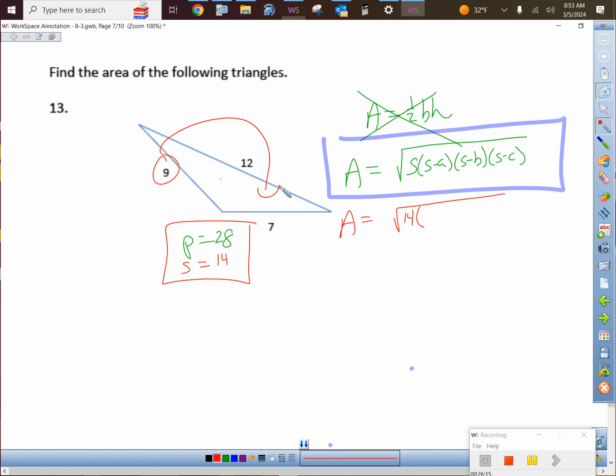The dude I circled is A, and then I go around. The next one's B, the next one's C. So I think we can do mental math. It's S minus A. 14 minus 9. How much is 14 minus 9? If you got to use your calculator, I get that, but we're just going to figure it out.